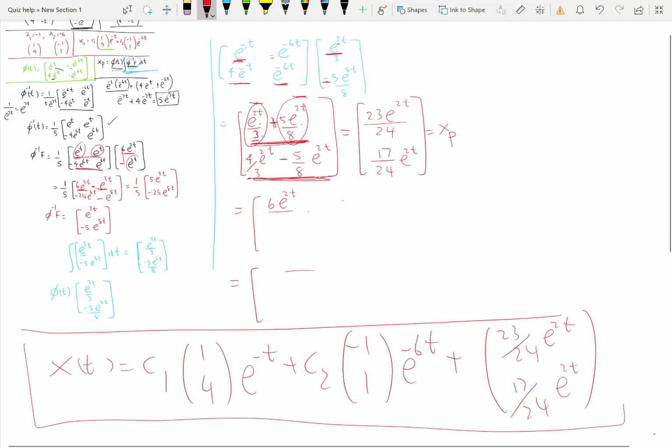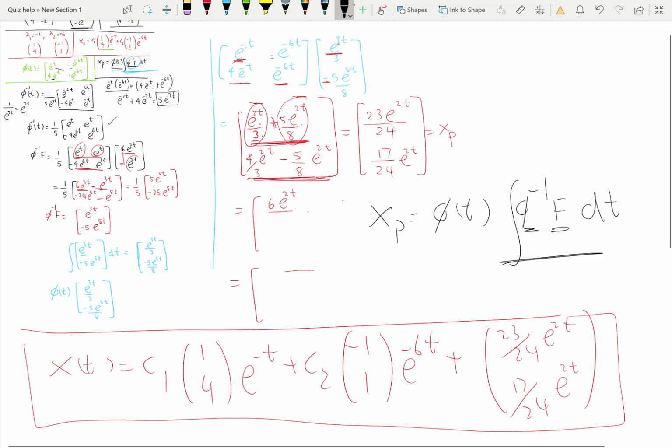So that is how we use the variation of parameters method. The most important thing to notice is we do it piece by piece. The particular solution formula is phi times the integral of phi inverse f with respect to t. So the steps are: find phi inverse, multiply by f, get that vector, then integrate it, assuming the arbitrary constants, the c's, are 0, get that vector and then multiply by phi. That is your particular solution. Okay, all right, thank you.